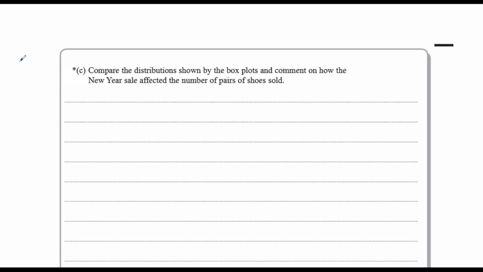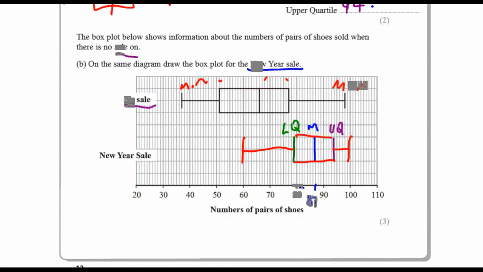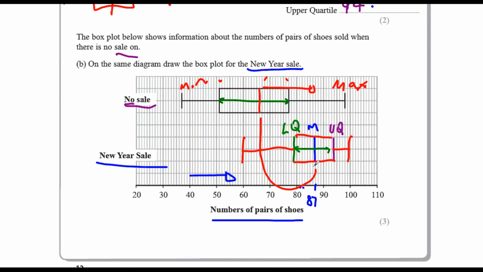Part C. Compare the distributions shown by the box plots and comment on how the New Year's sale affected the number of pairs of shoes sold. Now, can you see that the sale one has moved this way on the whole? Well, that means that the number of pairs of shoes sold has increased. So spread, or more precisely the interquartile range, is bigger for no sale than for sale. That much bigger. That's another thing that we can write. We can also write that the median has increased. We can see that it's moved from here to here.